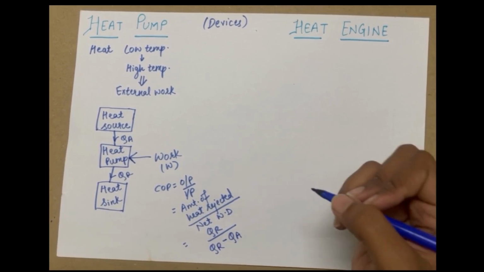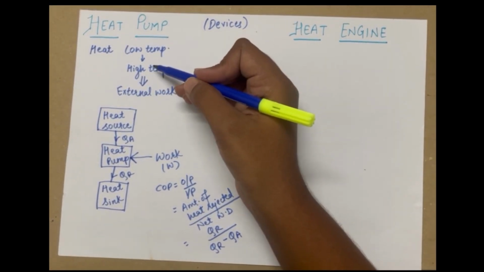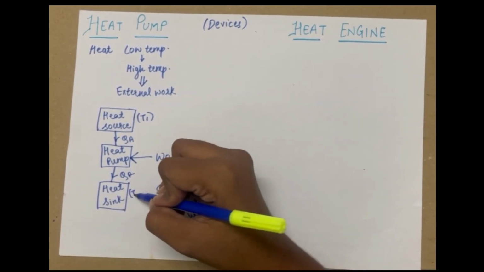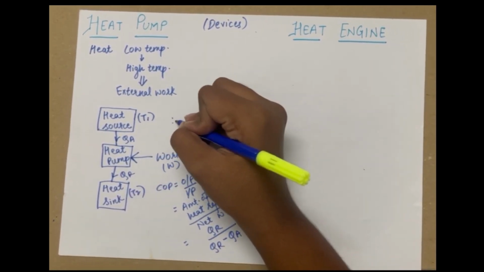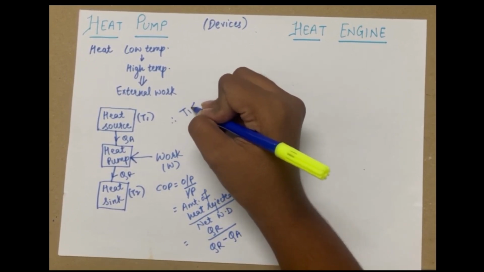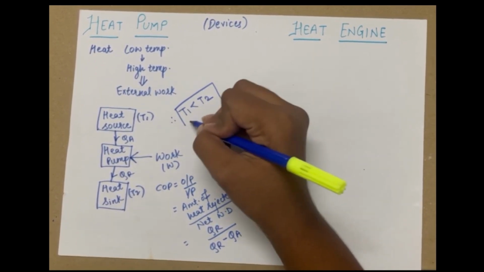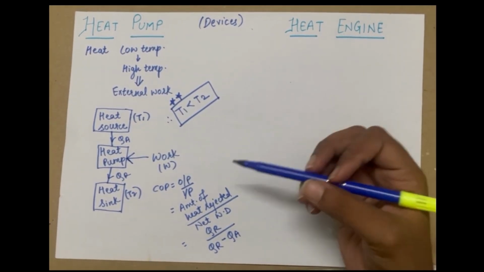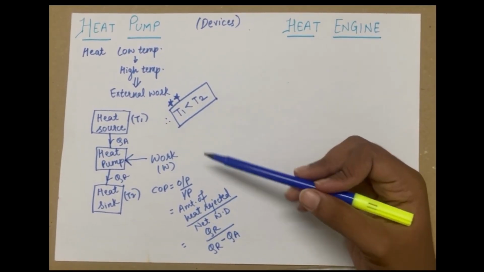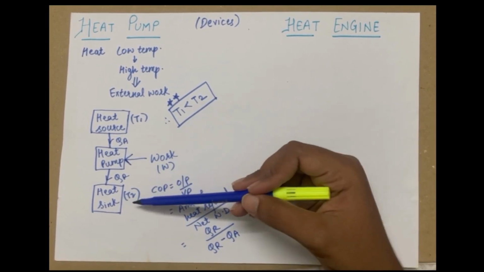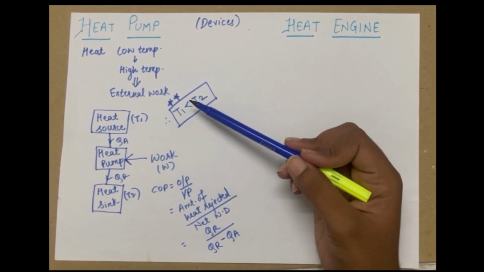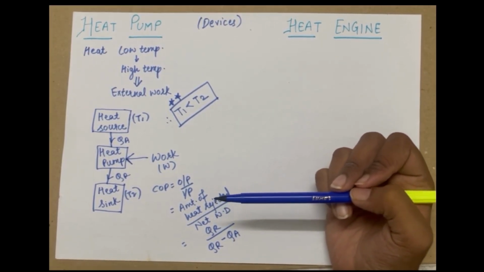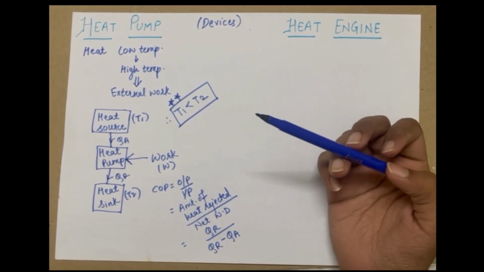Now since it is from lower temperature to high temperature, we'll consider source as T1 and heat sink as T2. And therefore, at any time, T1 is always less than T2. That is the whole and sole purpose of using a heat pump. Similarly, you can write this COP in terms of temperature. For QR, we'll write T2, and for QA, we will write T1, and write the equation same as that.